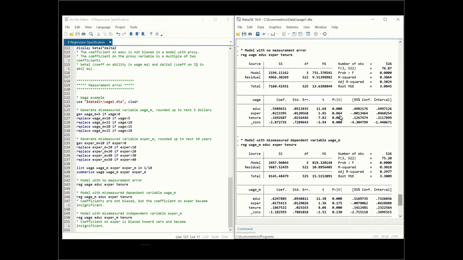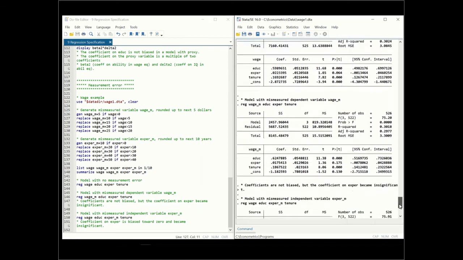So now what would happen if we have a mismeasured dependent variable, wage M? Here, if I have the regression of the mismeasured dependent variable on the independent variables, we would have basically very similar coefficients to what we have here. Some of the coefficients are not going to be biased, but some of the coefficients, like this one, would lose significance if we have a mismeasured dependent variable.